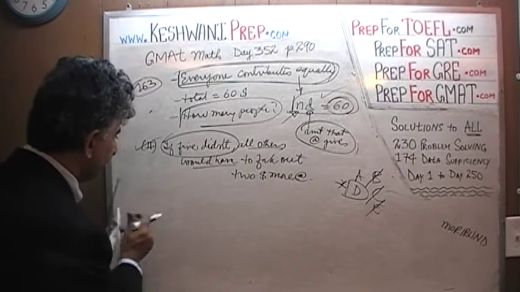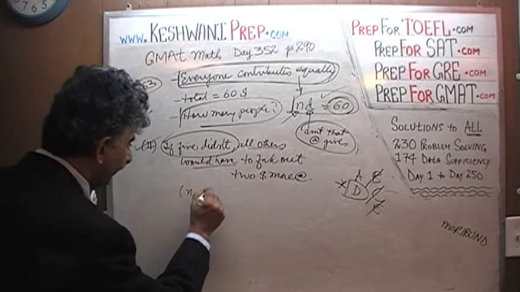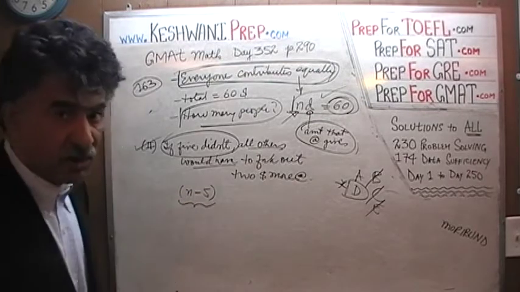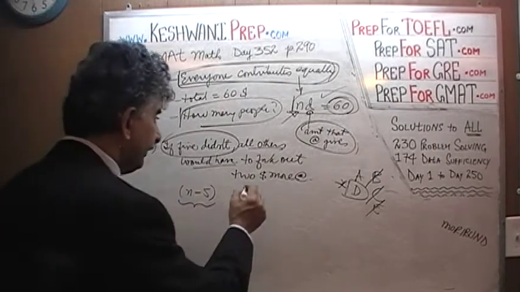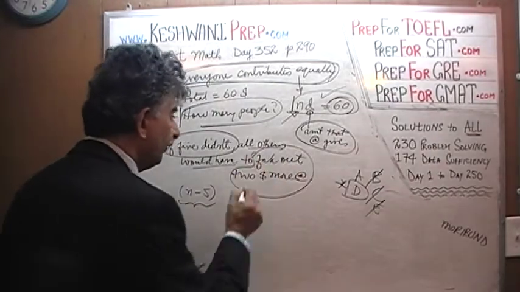I'm going to rewrite it a little bit nicely. N minus 5 are the number of people who are actually contributing. And how much are they going to contribute? Well, they go on to tell us that they will have to fork out $2 more than before.